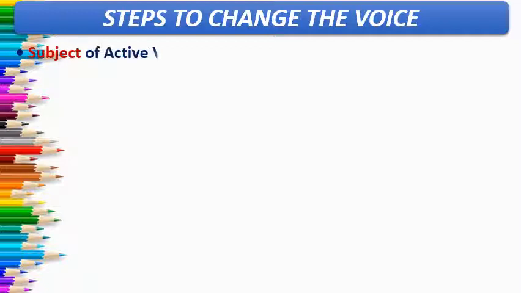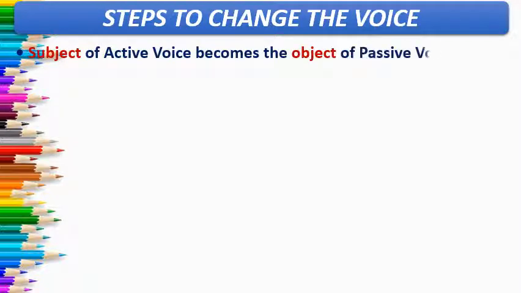So now let's see the steps to change the voice, or we can say there are some rules to change voice. Number one rule is the subject of the active voice becomes the object of the passive voice. For example, Rama helps Hari. So here Rama is the subject and Hari is the object. According to the first rule, the subject Rama of the active voice becomes the object of the passive voice. The object is Hari here. So the passive voice will be: Hari is helped by Rama.